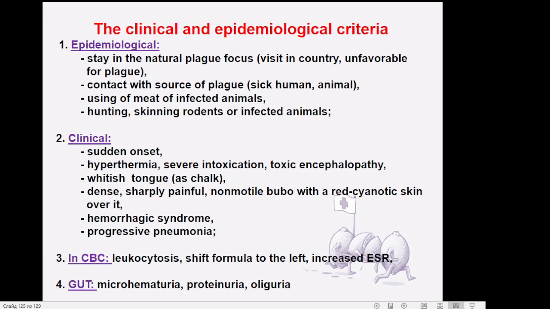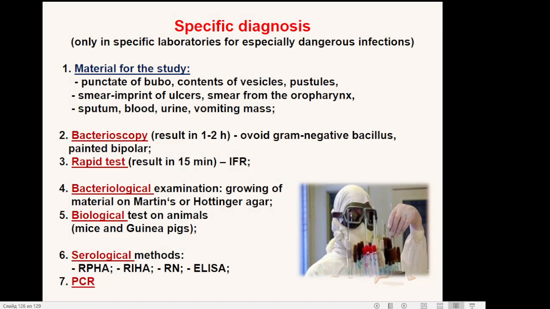Final verification, specific diagnostics: there are bacterioscopy, immunochromatographic tests, so-called rapid tests, classical bacteriological examination, growing of material on Martin's or Hottinger agar, and maybe the use of serological methods such as ELISA, reaction of indirect hemagglutination, direct hemagglutination. But serological methods are additional; of course, in the modern world, PCR may be used too.